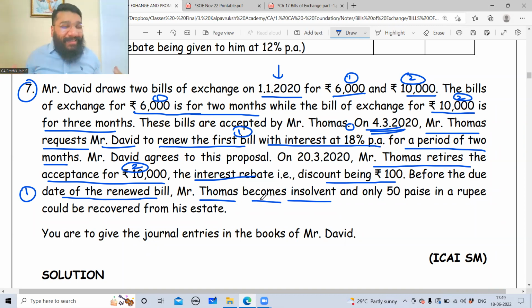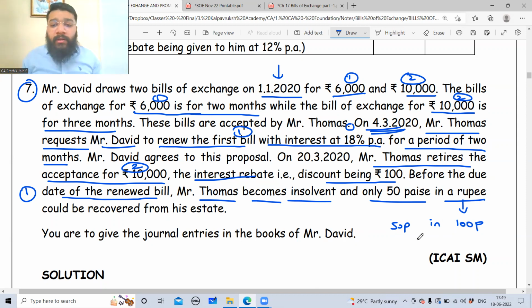You want more examples? So before the due date of the renewal of the bill, Mr. Thomas becomes insolvent and only 50 paise in a rupee could be recovered. In a rupee, how many paise are there? 100 paise. So 50 paise in 100 paise is being recovered, which means what?